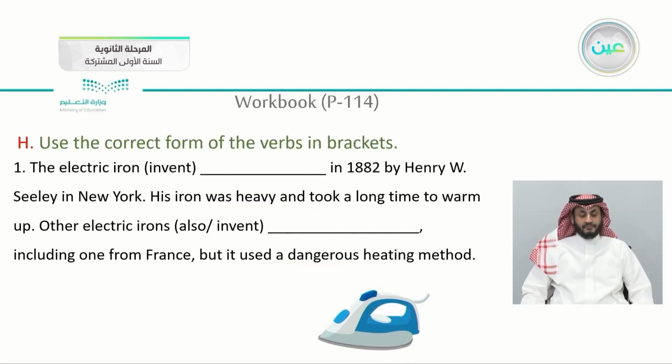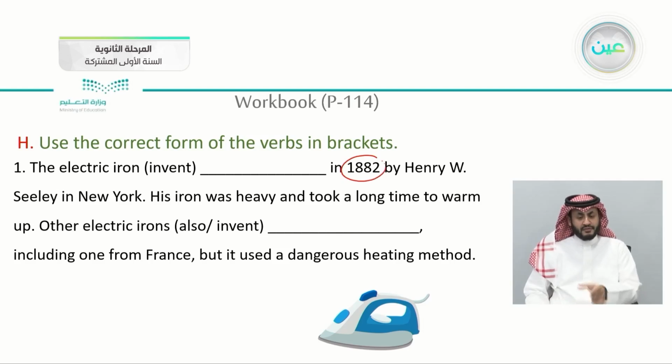So let's get started. You had a homework from yesterday's lesson, which is in your workbooks, page 114. It was exercise H. Use the correct form of the verb in brackets. Here, you're going to use either the active or the passive voice. Speaking about inventions. Number 1. The electric iron was invented in 1882. So notice, it is in the past.